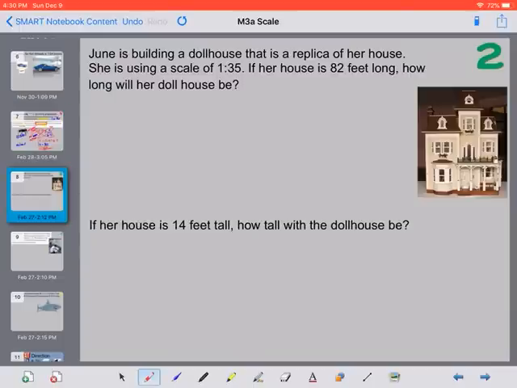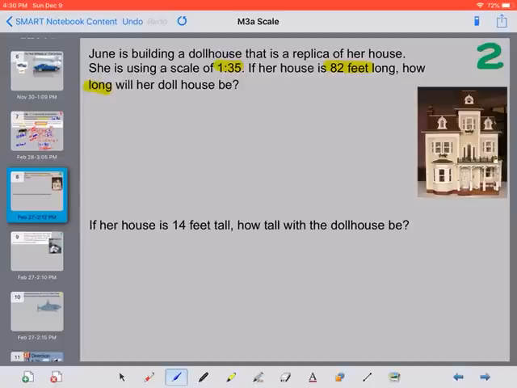Let's take a look at another example. It says, June is building a dollhouse that is a replica of her real house. She is using a scale of 1 to 35. So if they don't give you units, assume they're the same. They're going to be talking about feet here. So 1 foot of the model is in relation to 35 feet in real life. If her house is 82 feet long, how long will her dollhouse be?